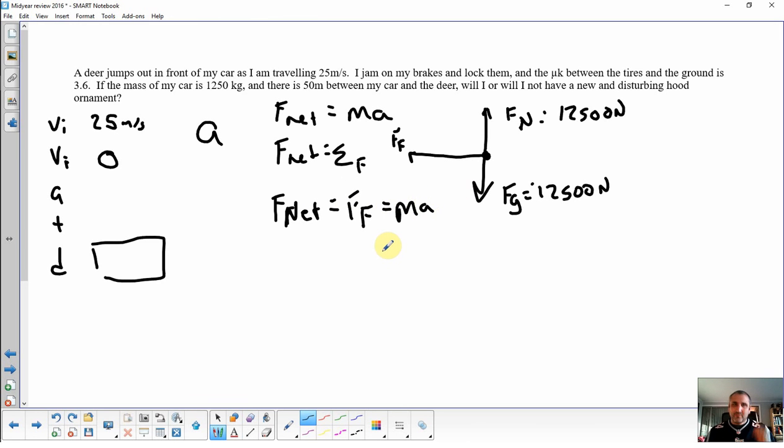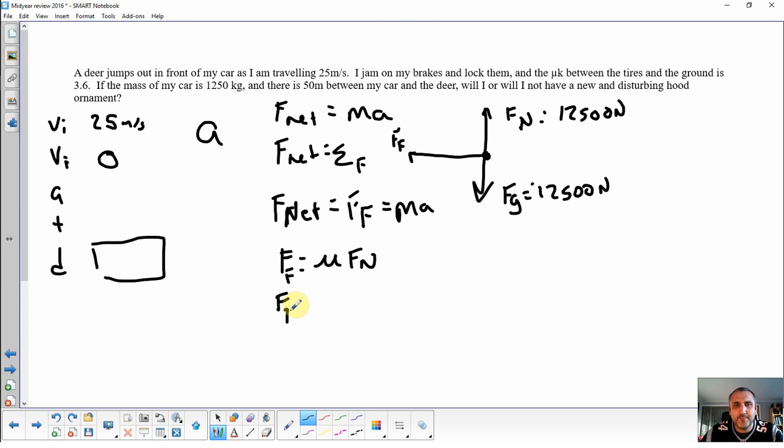Okay? And if I can figure out the acceleration, I can plug it into here and then figure out how far it takes me to stop. So I hope you understand that when you're dealing with these situations, the net force is friction. Okay? That's the big deal. And force of friction equals mu times the normal force.